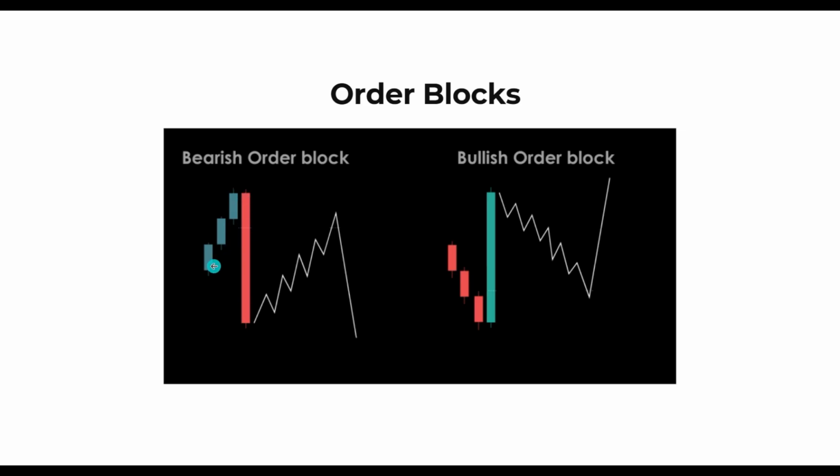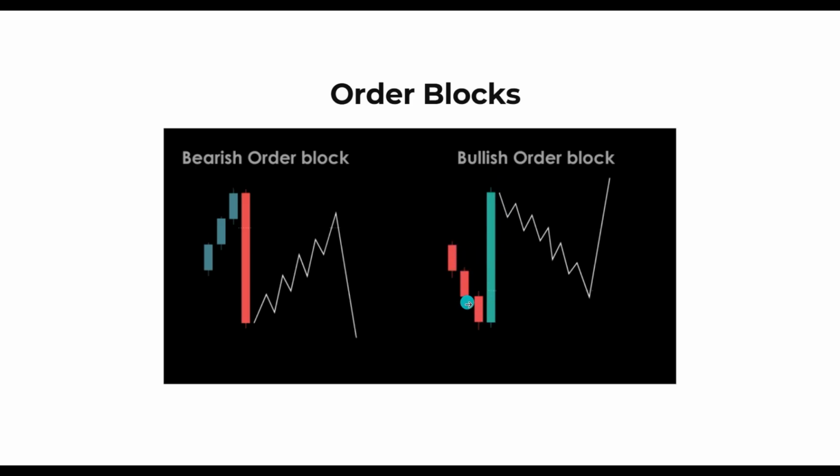So this is what we call a bearish order block. You can see we had these consecutive bullish candles before the bearish movement, so we are going to be taking these bullish candles as our order block. And to the other side, which is the bullish order block, we have the bearish candles. So we have these three consecutive bearish candles before they move higher.